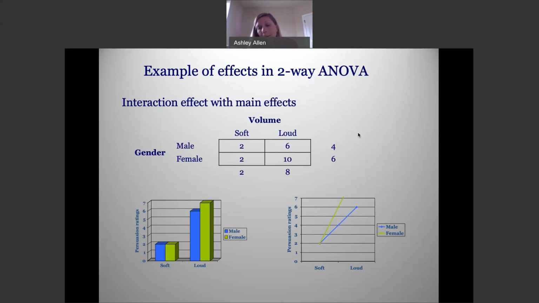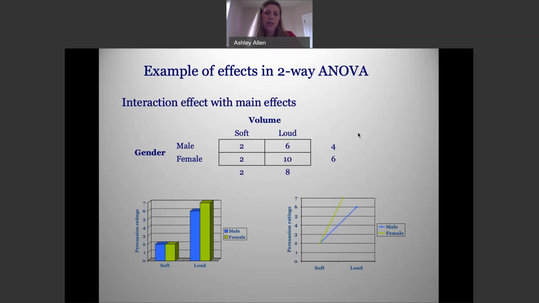So there's that. But then I can also take a look at the interaction that might be happening inside the boxes. And for males, going from a soft to a loud commercial is an increase of 4 points. For females, though, going from a soft to a loud commercial is an increase of 8 points. So, having to explain this interaction, I would say the effect on persuasion of going from soft to loud commercials is stronger for females than it is for males. There's other ways you could say that.